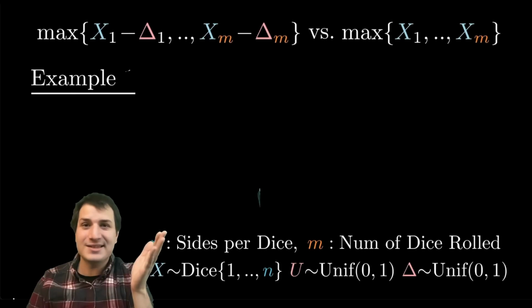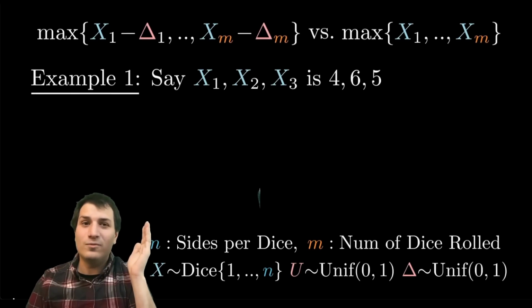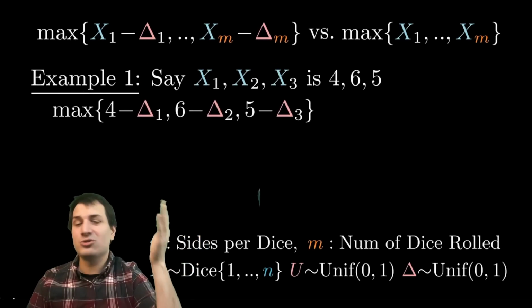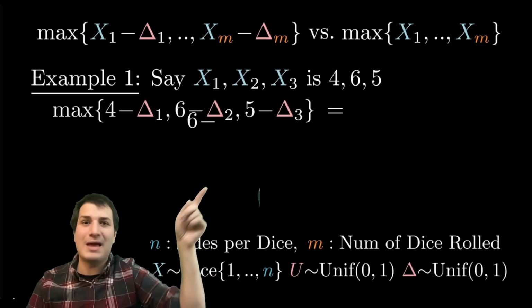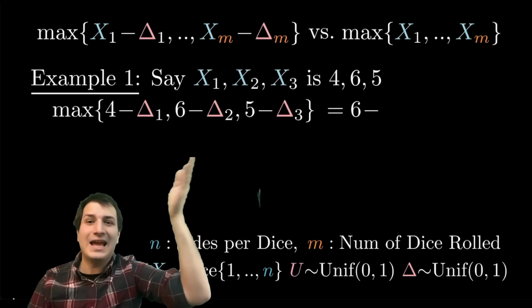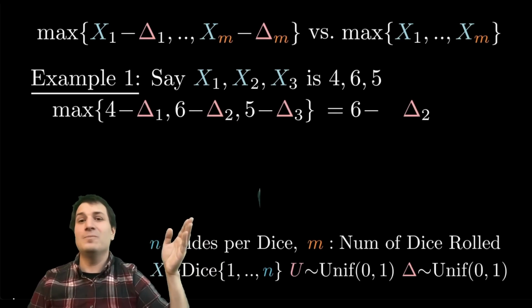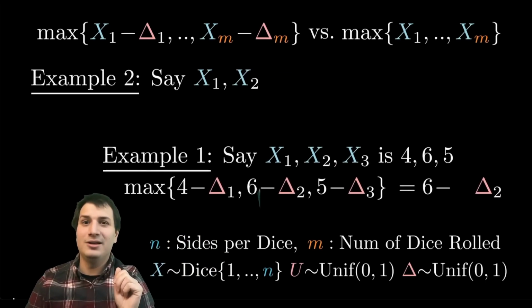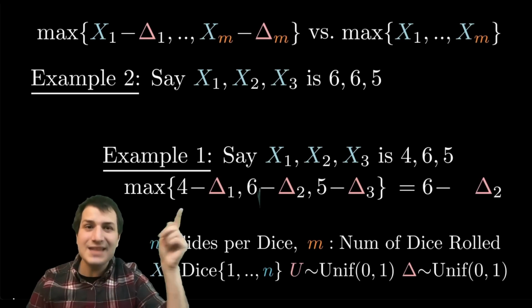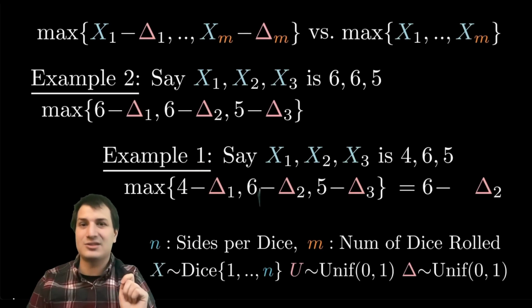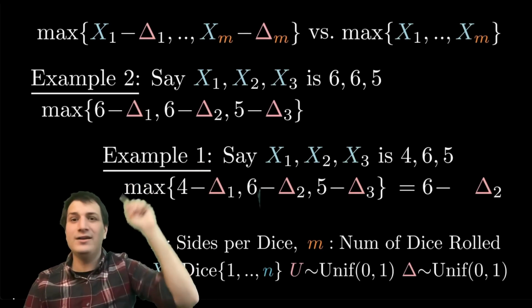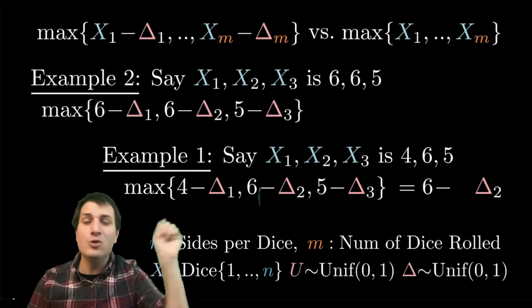So in the last example we had 4, 6, and 5, and it really was true in that example that the maximum is exactly just whatever is coming from that middle delta. So it's 6 minus, and the delta you get is exactly that delta 2. But here's a more complicated example. If the dice rolls come out as 6, 6, 5, then now when you do the maximum, you have 6 minus delta on that list twice. You have 6 minus delta 1 from the first term and 6 minus delta 2 from the second term.